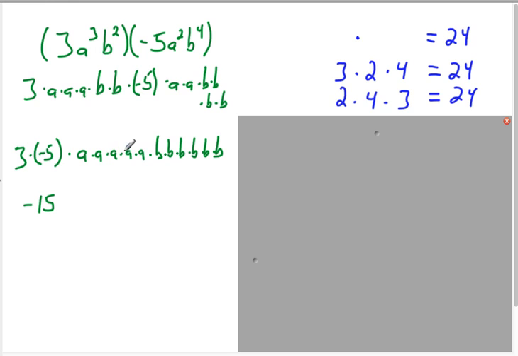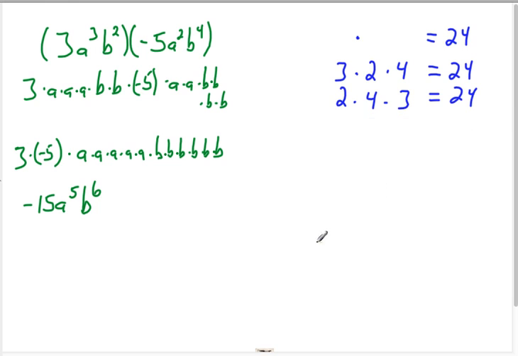A times A times A times A times A, well, the pro-style fancy way of doing that is just writing A to the 5th. And then B times B times B times B times B times B is just like writing B to the 6th. So voila. To multiply these two monomials, I can just spread them all apart and then push them all back together again after I reorder them.